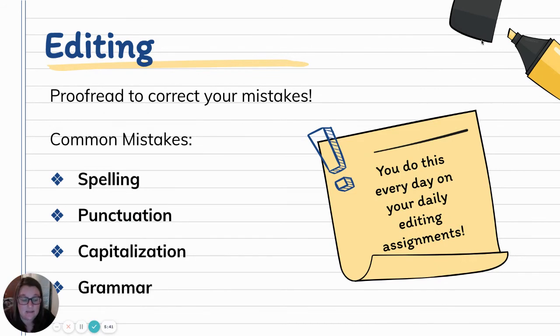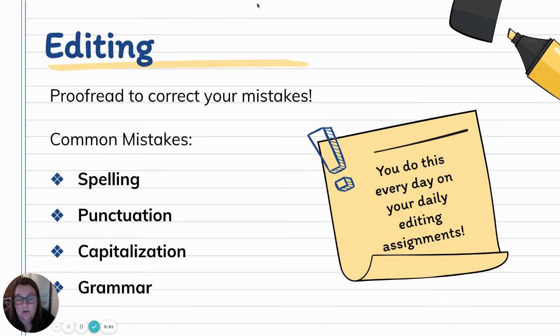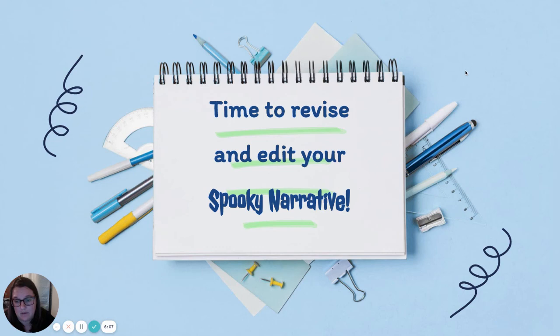Editing is your next step. You're going to look for spelling mistakes, punctuation mistakes, capitalization mistakes, and grammar mistakes. Read your story out loud. I will be giving you an editing checklist to go through. But guys, do the basics. Make sure each sentence starts with a capital letter. Make sure each sentence ends with a punctuation mark, okay? You do this every single day on your daily editing. You guys can do this. Use the spell check feature of Google Docs. It's in the Tools tab, all right?